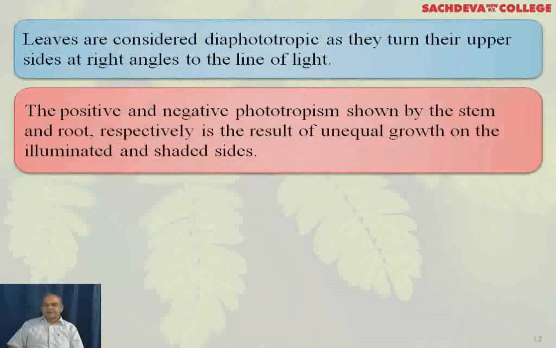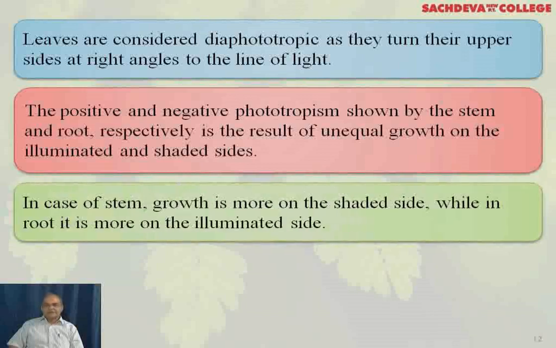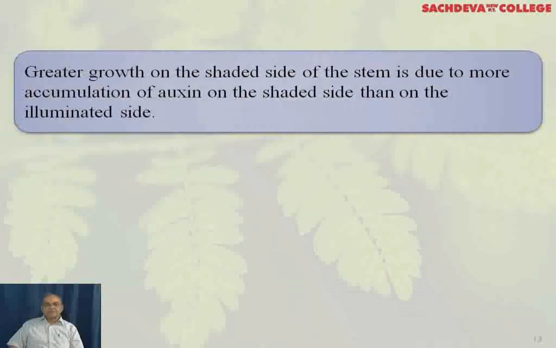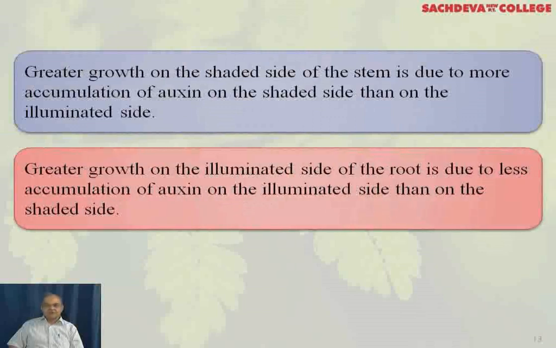The positive and negative phototropism shown by the stem and root respectively is the result of unequal growth on the illuminated and shaded sides. In case of a stem, growth is more on the shaded side, while in the root it is more on the illuminated side. Greater growth on the shaded side of the stem is due to more accumulation of auxin on the shaded side than on the illuminated side. Greater growth on the illuminated side of the root is due to less accumulation of auxin on the illuminated side than on the shaded side.